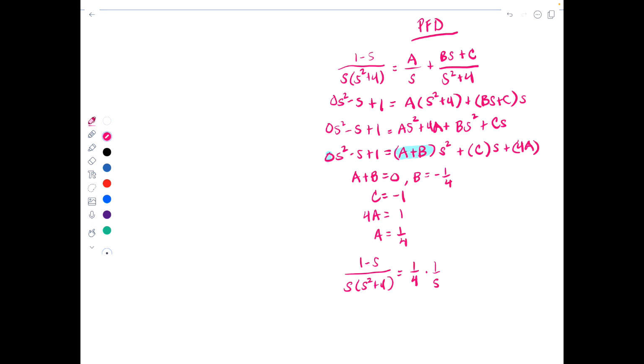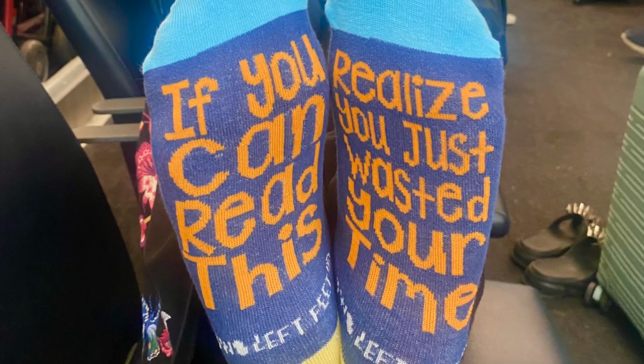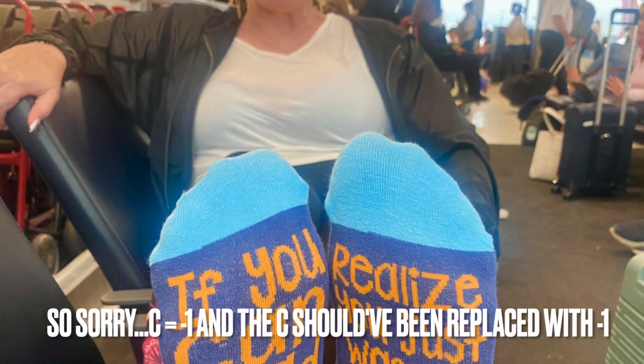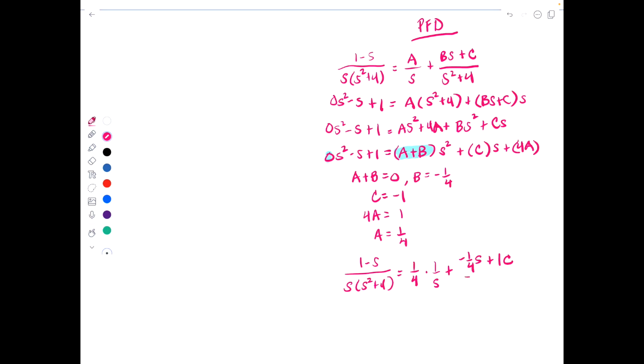1 minus S over S times S squared plus 4 is equal to A, which was 1/4, times 1 over S, and then the B, S plus C. What did we get for B? We got a -1/4, and then C we got 1. So that'll be plus -1/4 times S plus 1 times C over S squared plus 4.